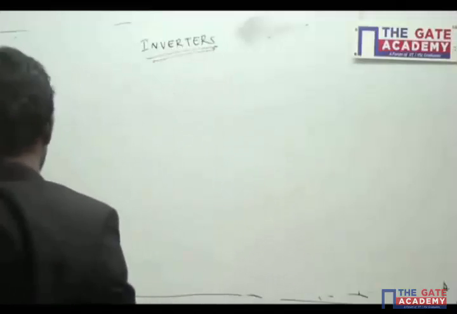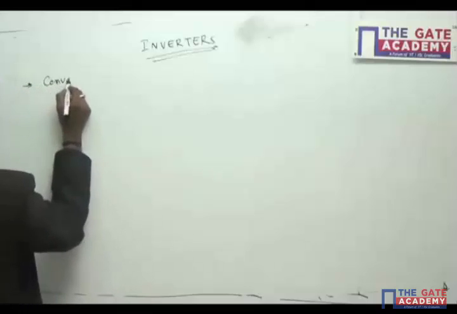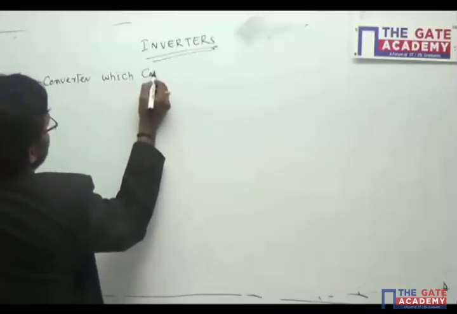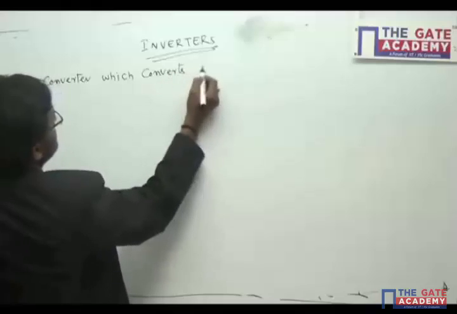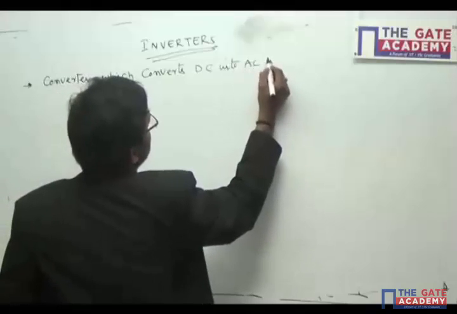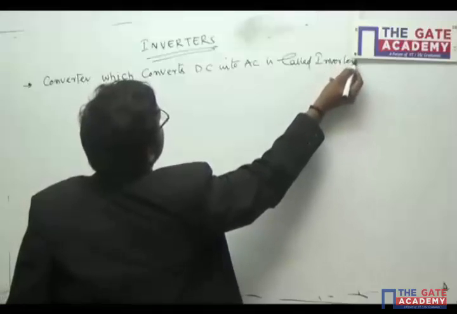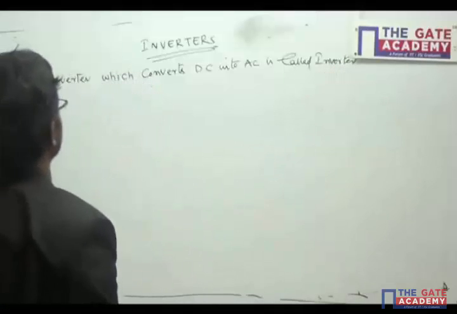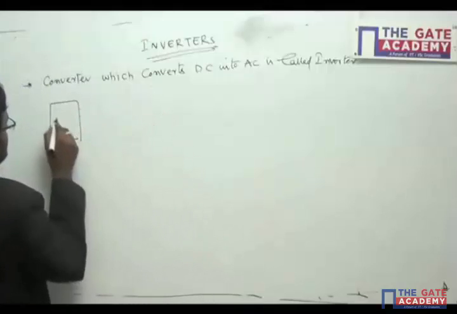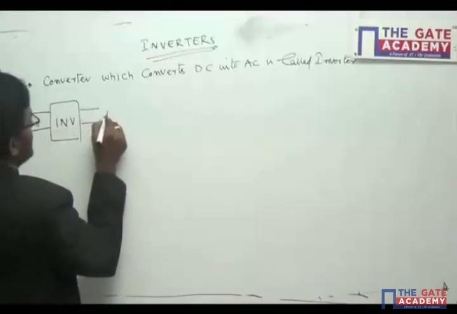So how do you define inverter? The converter which converts DC into AC is called inverter. So this is like, there is a box, it's an inverter, the input is DC and the output is AC.